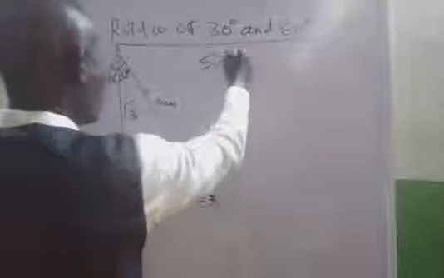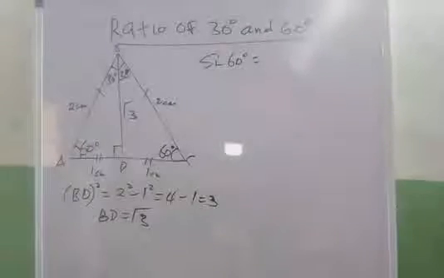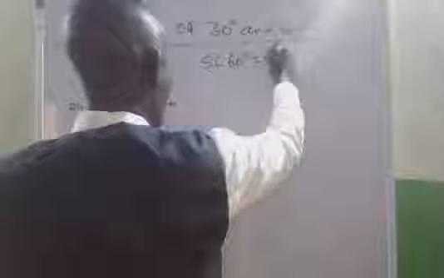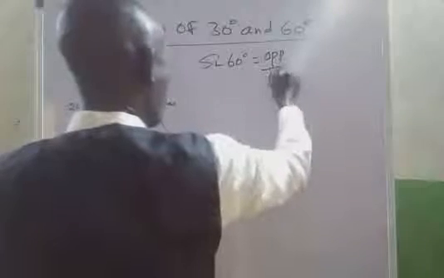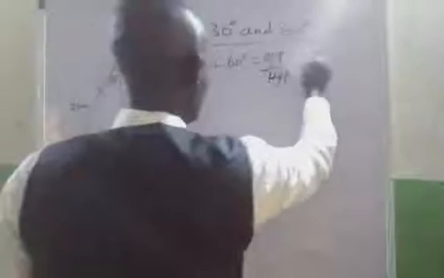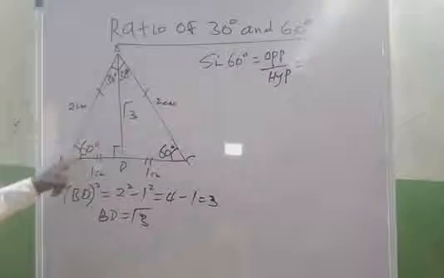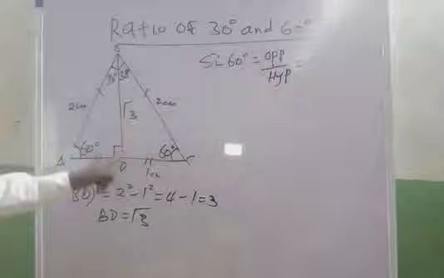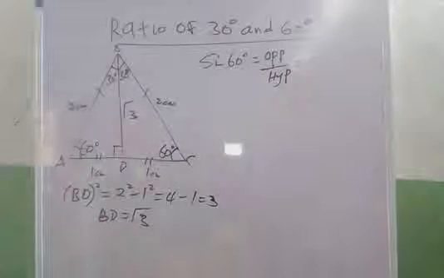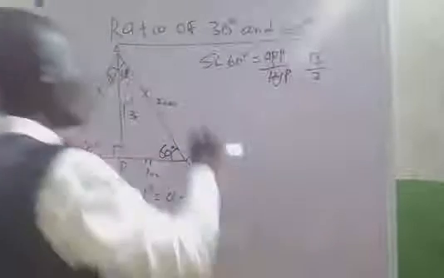Sine, let's start with sine 60. Sine 60 degrees, we've already said that what? Sine is what? Opposite over hypotenuse. So this will be the same thing as, this is 60 degrees, this is opposite, this is hypotenuse. That will be equal to root 3 over 2.